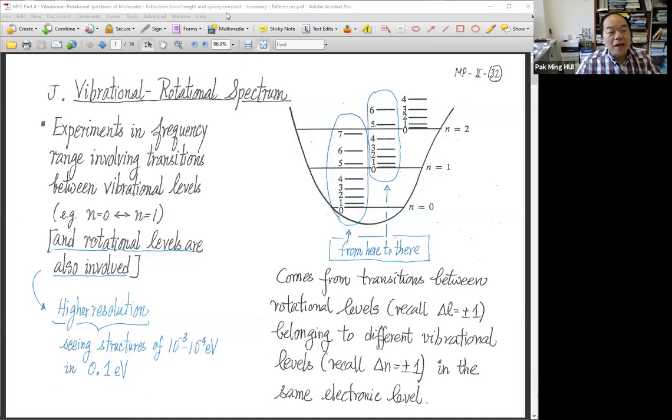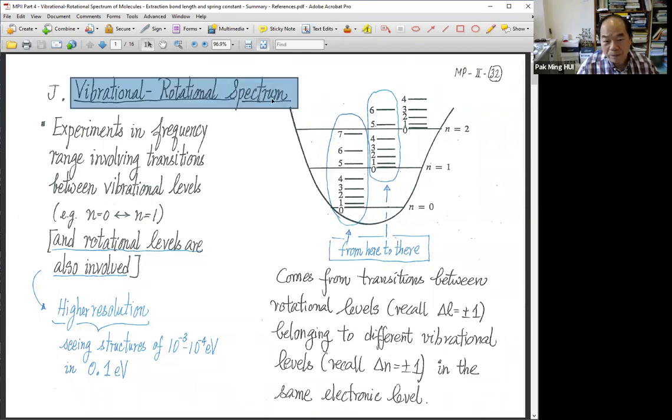So this is the last part of the molecular physics module. This is about something called the vibrational rotational spectrum. Basically, it is an infrared range experiment. That is to say, everything has to do with transition between the ground state vibrational level, n equals 0 oscillator state, to n equals 1 oscillator state.